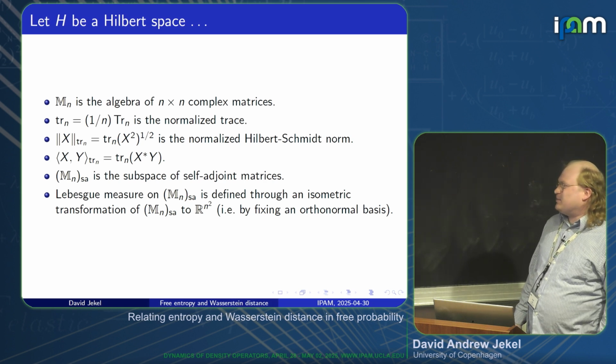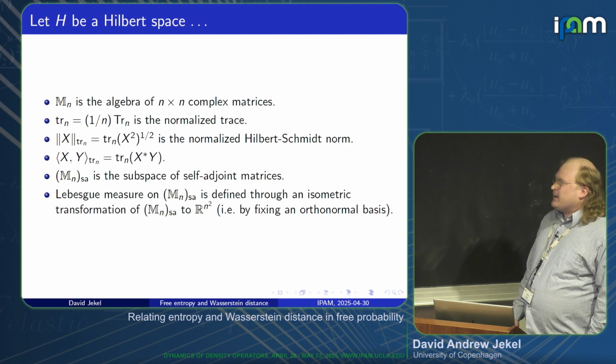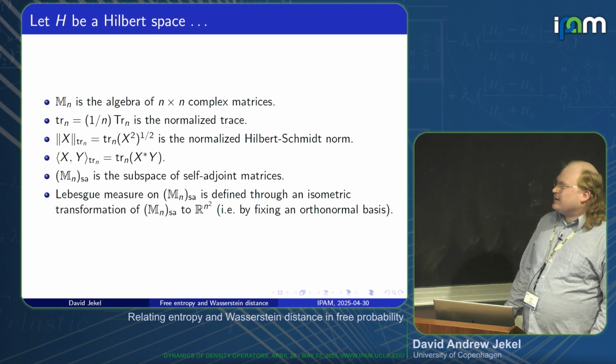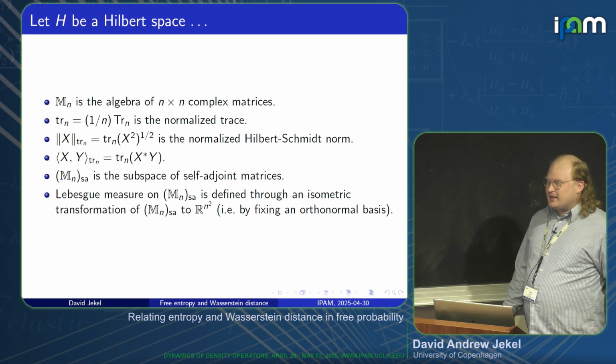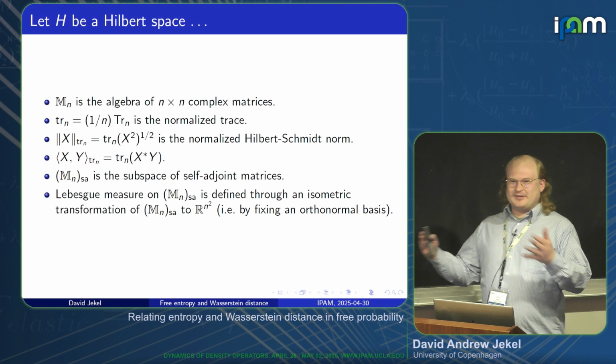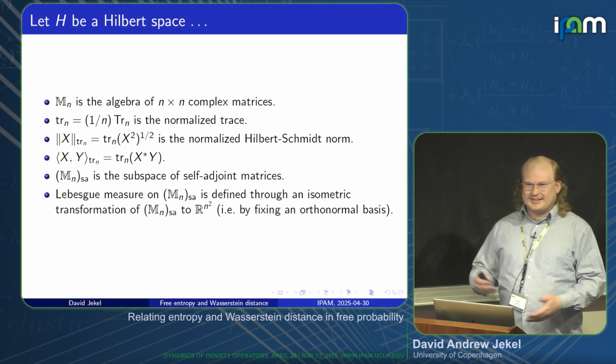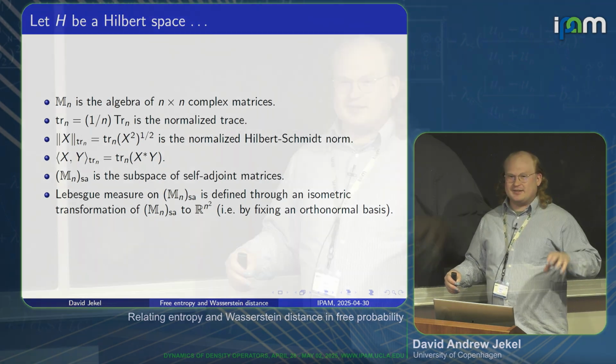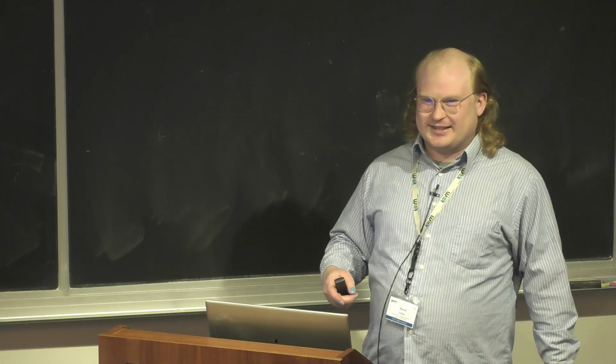Okay, and you have this space of self-adjoint matrices. And importantly, because Lebesgue measure will come up, the way that I want to understand Lebesgue measure on matrices is I have an inner product, I choose an orthonormal basis and then transform it, okay? But it's not the same as just looking at the entries of the matrix, because I used a normalized trace. Well, that's just a warning.